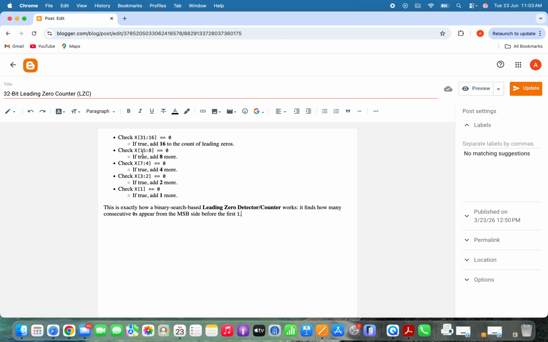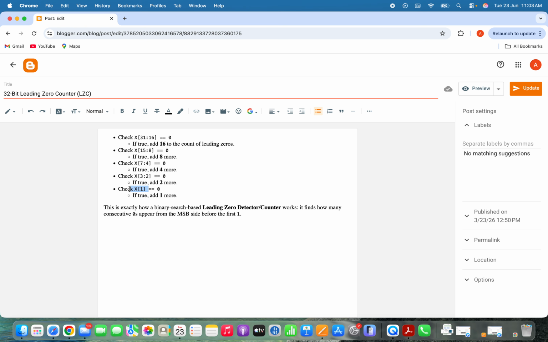Again, we repeat the same process. We check a 4-bit block. If the upper 4 bits are 0, we add 4 to the count. Then we move to a 2-bit block. If the upper 2 bits are 0, we add 2 to the count. Finally, we check the remaining single bit. If that bit is 0, we add 1 to the count.